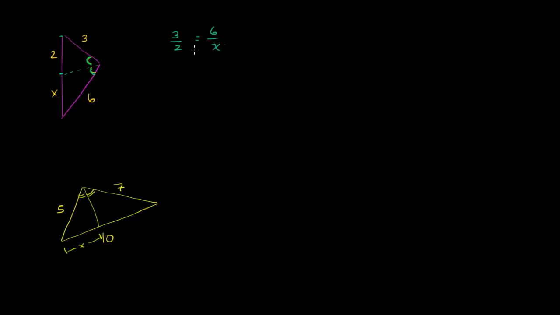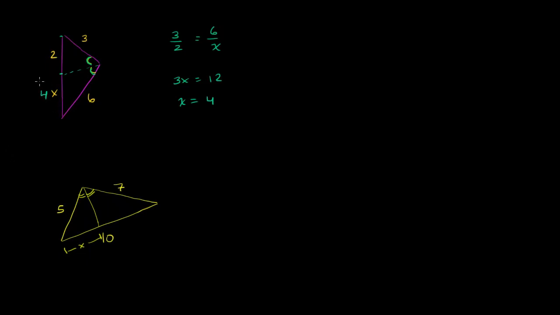So 3 to 2 is going to be equal to 6 to x. And then once again, you can just cross multiply, or you could multiply both sides by 2 and x. It kind of gives you the same result. If you cross multiply, you get 3x. 3x is equal to 2 times 6, which is 12. x is equal to, divide both sides by 3, x is equal to 4. So in this case, x is equal to 4.